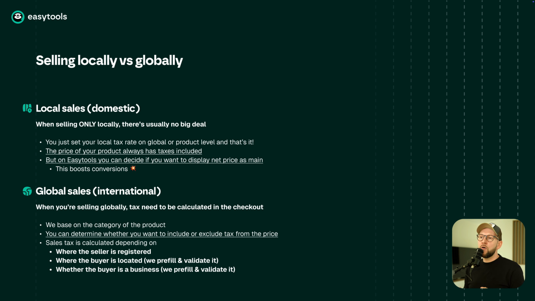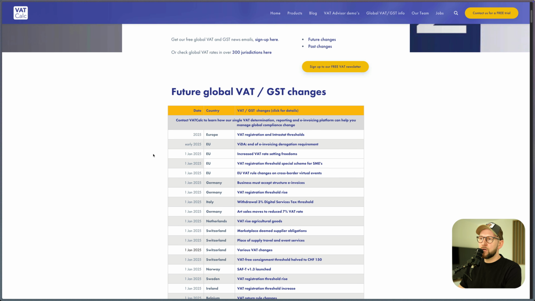There is usually no big deal with all of this hassle once you sell only to your country, because you just set your local tax rate on global or product level, and that's basically it. So you decide what tax rate we or Stripe or any other service provider should apply to your products when you sell them. And you know these tax rates because it's your legal jurisdiction and your accountant knows it, and the price of your products has always tax included. But on Easytools, you can also decide if you want to display the net price as a main price. So I want to show you that because it specifically boosts your conversion rates.